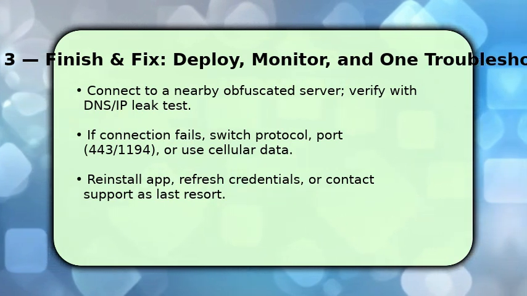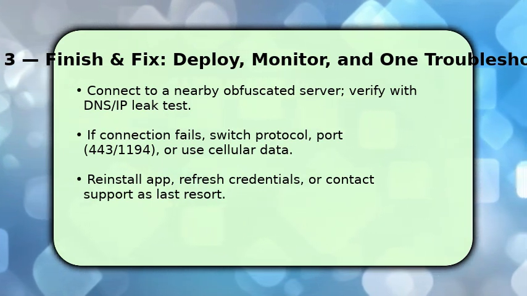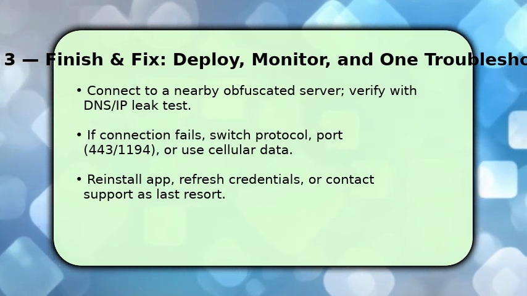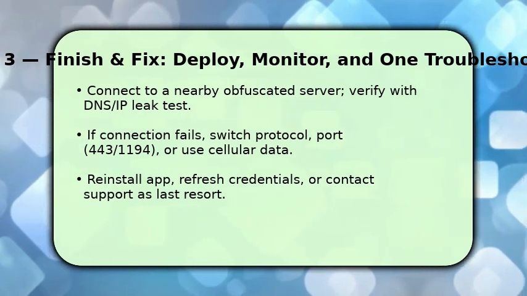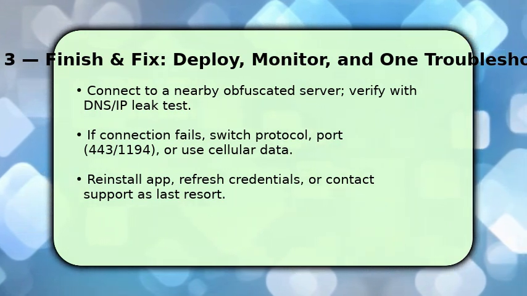Verify success with a DNS/IP check inside the app or a privacy test to confirm no leaks. If it fails, switch protocol or port. Try TCP 443 or a different server region, and toggle between Wi-Fi and cellular to rule out network blocks.